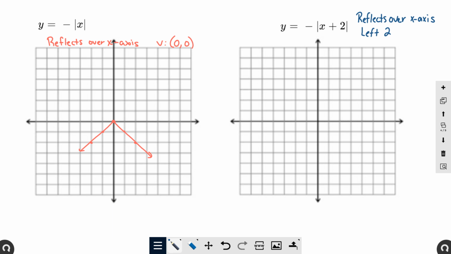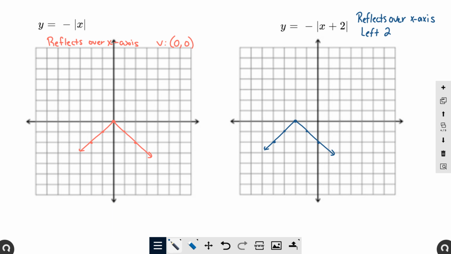And now we're ready to make that graph. So we always start at 0, 0. If it moves up, down, left, right, we start with that first. So this one's going to go left 2. It doesn't move up or down, so it's just going to be on that x-axis. But then it reflects, so we're going to go down 1 over 1 in both directions to make that V.